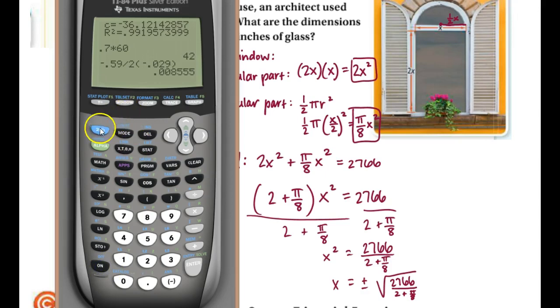All right, so let's go to our square root function, which is second x squared. There's a square root, 2,766, and then open up another set of parentheses, divided by, and then open parentheses, 2 plus pi is located behind the caret symbol, so second pi divided by 8, and then close parentheses twice, and press enter. So we're getting an x value of approximately 34.